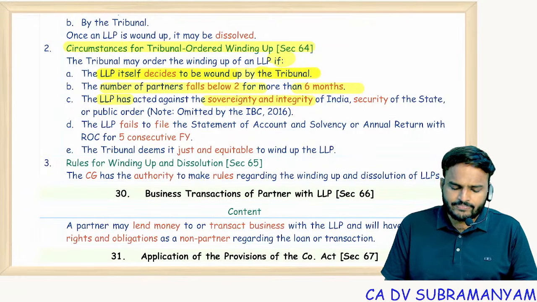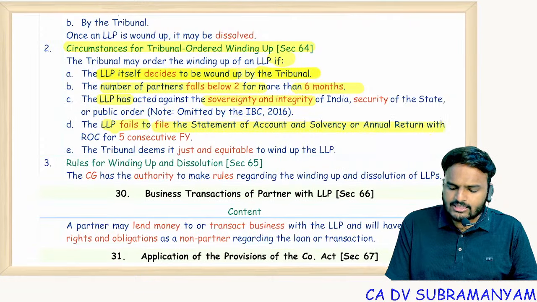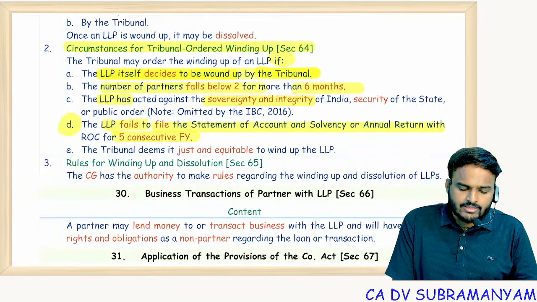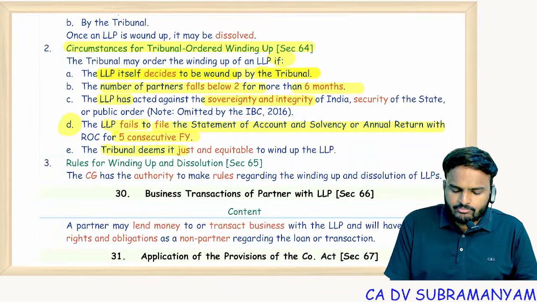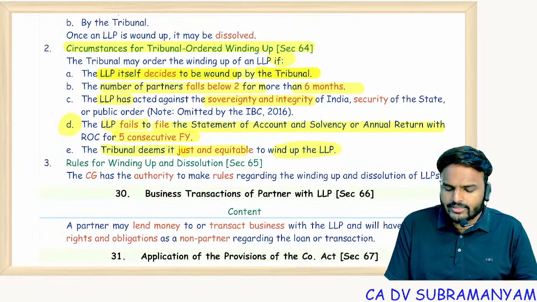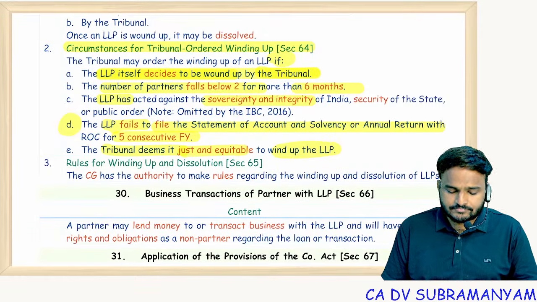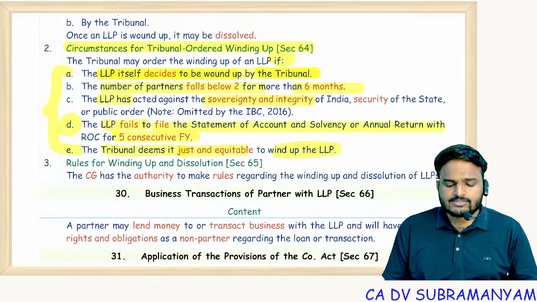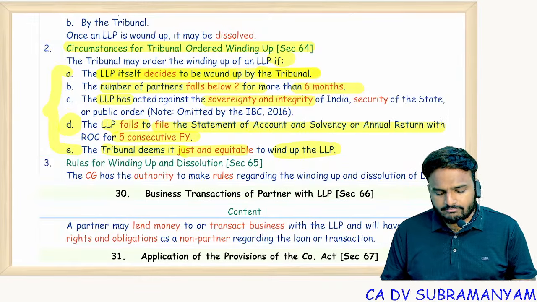If the LLP fails to file the statement of accounts and solvency or the annual return with ROC for 5 consecutive financial years, this is also a most exceptional point, remember. And if the tribunal deems it just and equitable to wind up the LLP. So in these 5 cases, the tribunal may order winding up.